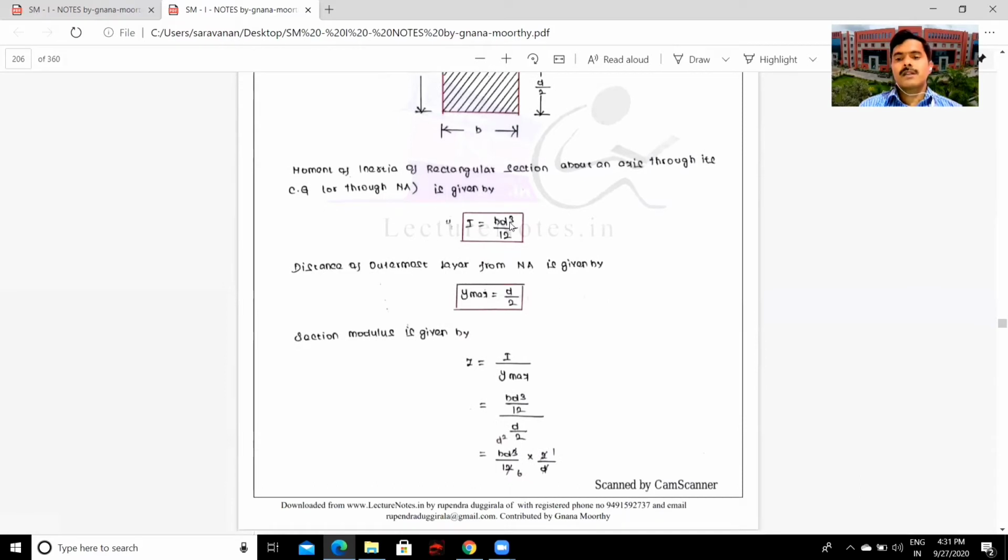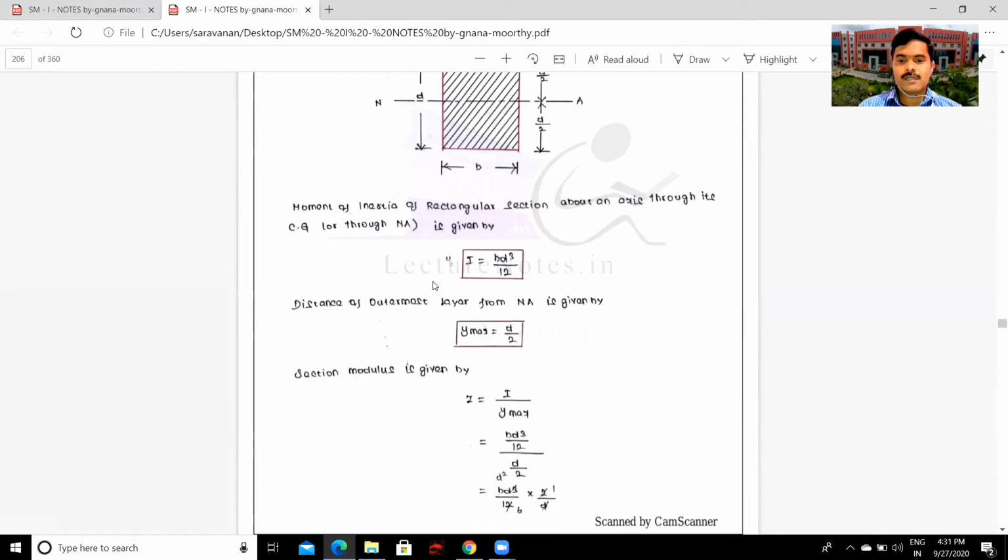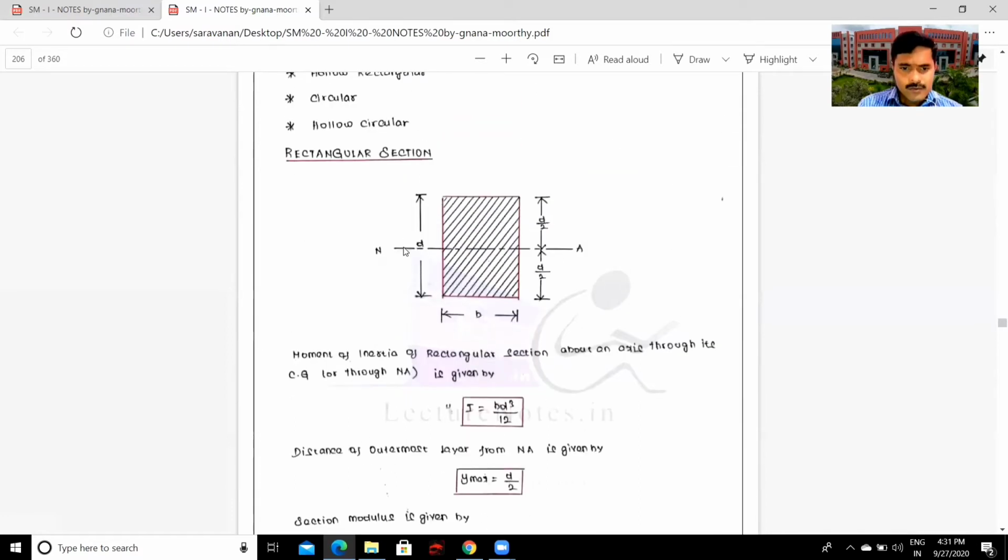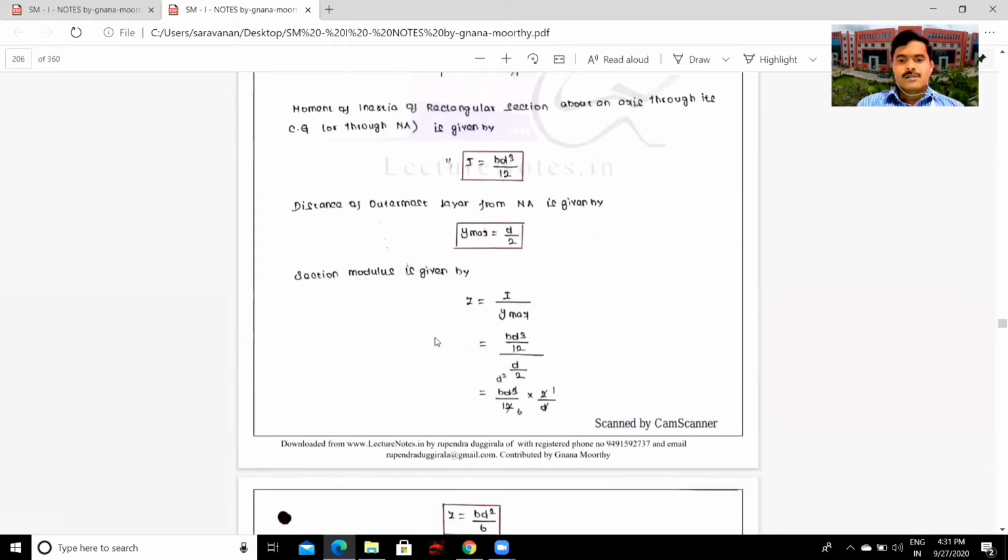So I is equal to BD cube by 12, and Y maximum is nothing but the distance of the outermost layer from the neutral axis, right? So from the neutral axis, the distance of the outermost layer is Y maximum. Y maximum will be equal to 0 to D by 2. So therefore Y maximum is D by 2. So Z is equal to I by Y maximum, equal to BD cube by 12, and Y maximum is nothing but D by 2.